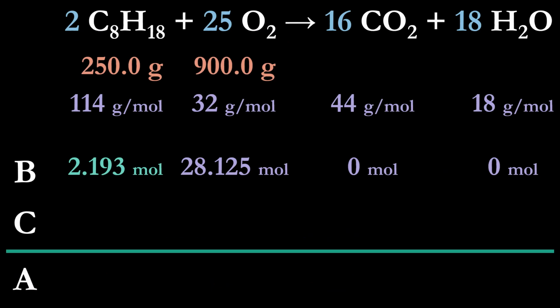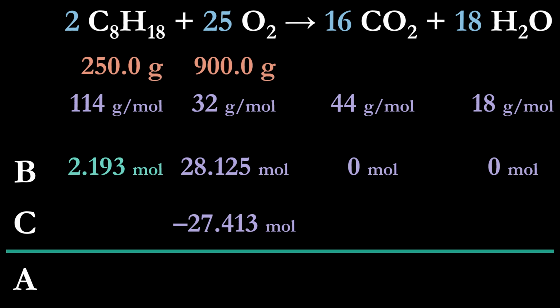So since I determined that the octane was the limiting reagent, I'm going to use that number of moles, 2.193, to fill out the rest of the table. The number that I calculated on the previous slide, the negative 27.413 moles of oxygen, is how much will be consumed. So that is going to be my first number in the change column, and because it is consumed, it's gone down, so we put a negative in front of it.